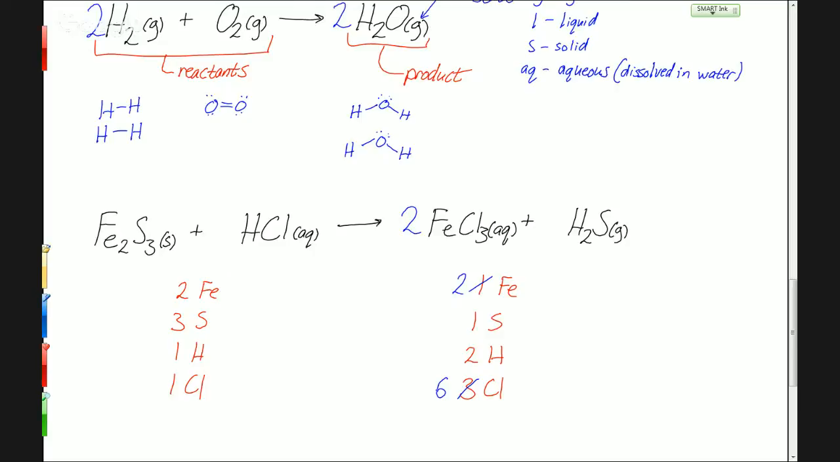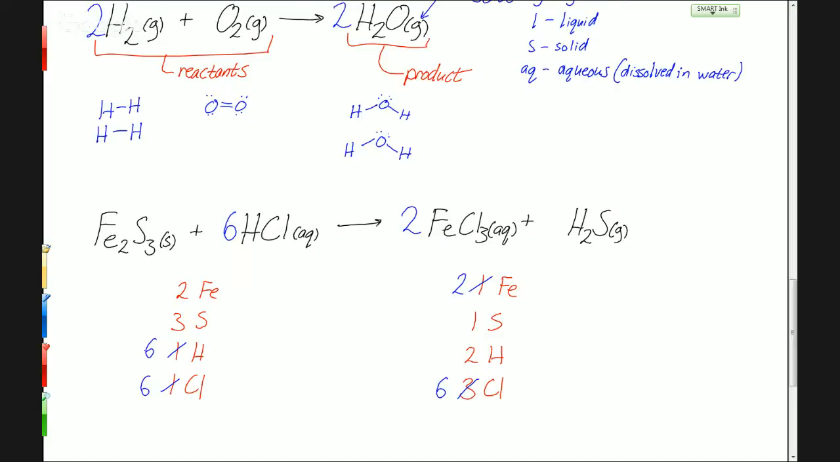Now, I like to go with whatever I just changed, then fix that one, and keep going that way. It doesn't really matter. You could go back and do H's next or S's next. But I like, okay, we've got the Fe's in balance. Let's go to the Cl's because we just messed with that one. So we got 6 on the right, 1 on the left. How can we bring those into balance? Yeah, we need 6 on the left. So we're going to put a 6 here, and that's going to bring this one to 6. But it's also going to change the hydrogen from 1 to 6.